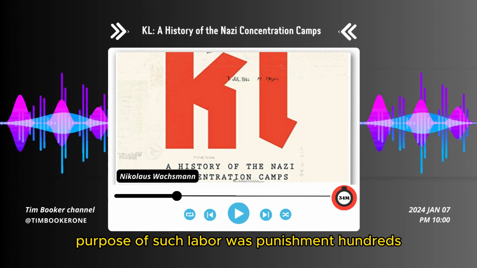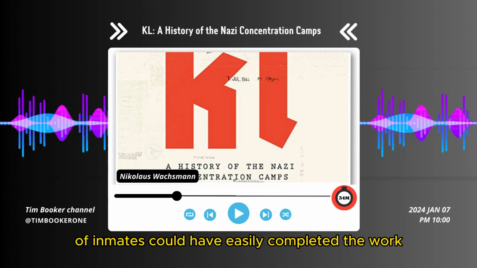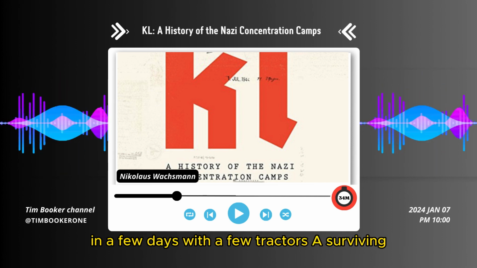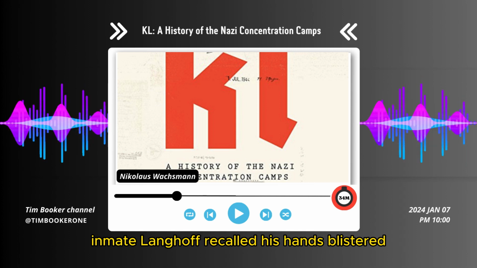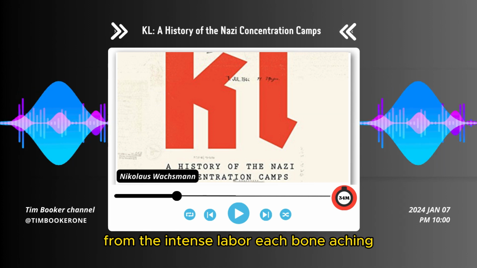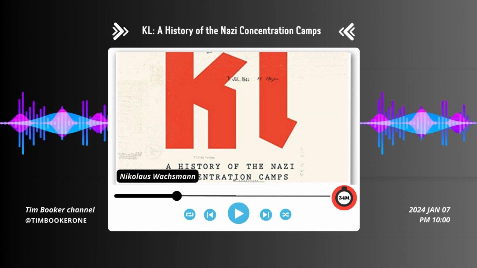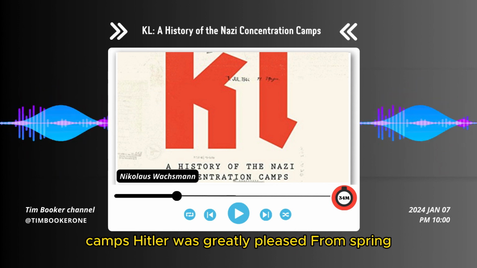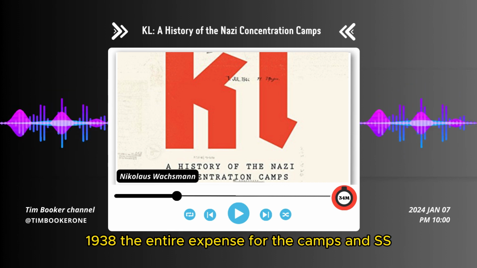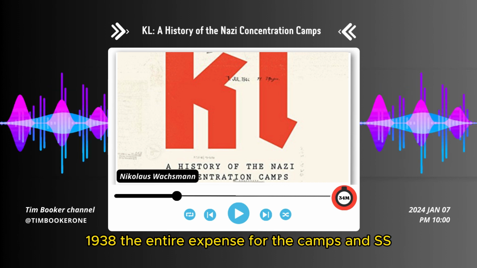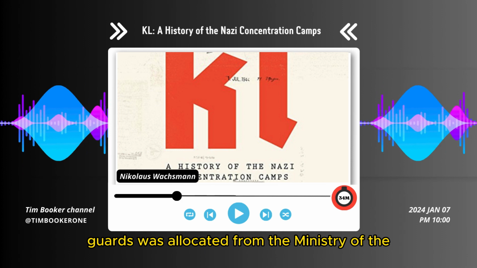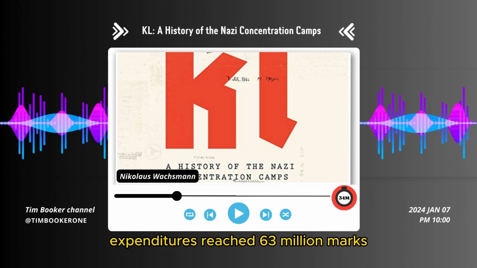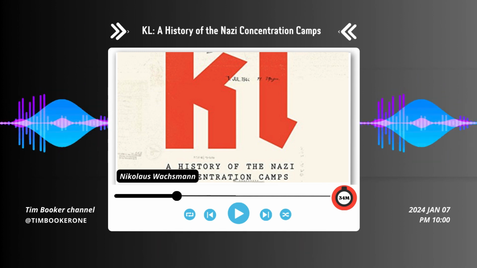The primary purpose of such labor was punishment. Hundreds of inmates could have easily completed the work in a few days with a few tractors. A surviving inmate, Langhoff, recalled his hands blistered from the intense labor, each bone aching. Regarding the alleged efficacy of concentration camps, Hitler was greatly pleased. From spring 1938, the entire expense for the camps and SS guards was allocated from the Ministry of the Interior's budget. In that year alone, expenditures reached 63 million marks.